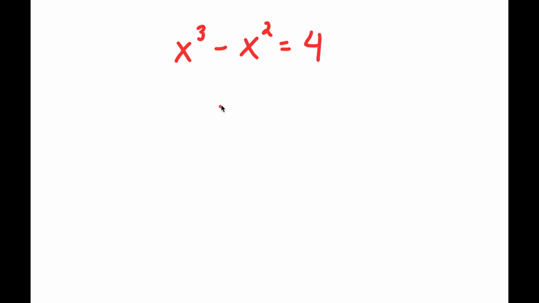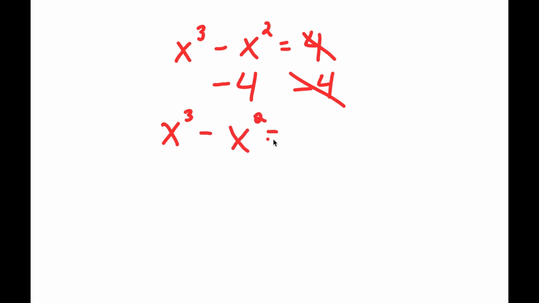Alright, so in this problem, I have x to the power of 3 minus x squared is equal to 4. So I'm going to start by subtracting 4 on both sides. So then these two cancel out, and I get x to the power of 3 minus x squared is equal to negative 4. Sorry, I did this wrong. I'm supposed to have x to the power of 3 minus x squared minus 4 is equal to 0.